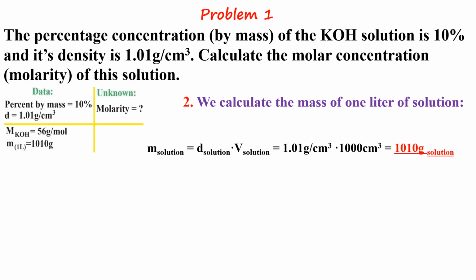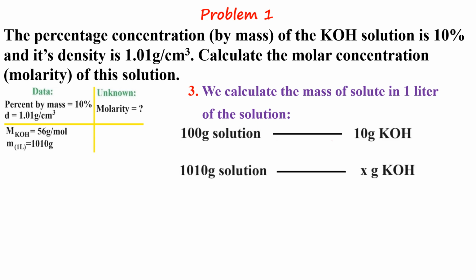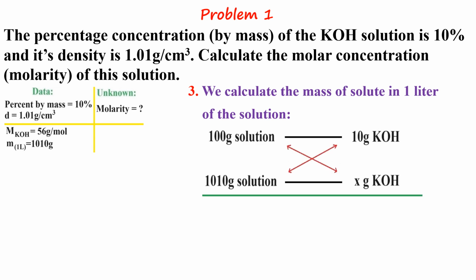Let's write this value under the data in the problem. Now we need to calculate the mass of the solute contained in 1 liter of the solution. 100 grams of the solution contains 10 grams of potassium hydroxide because percentage concentration by mass is 10%. So 1010 grams of the solution contains X grams of potassium hydroxide. We calculate X by cross-multiplying this proportion.